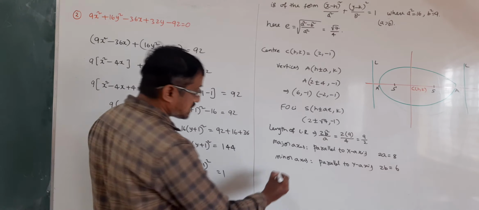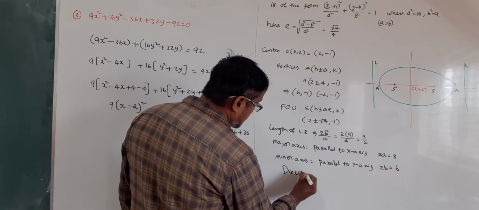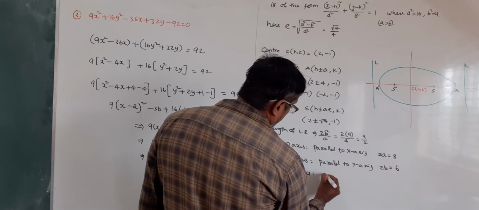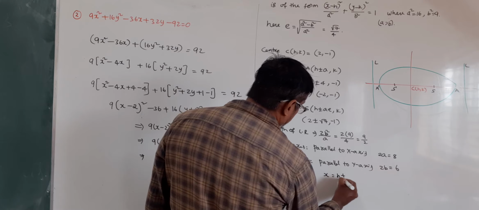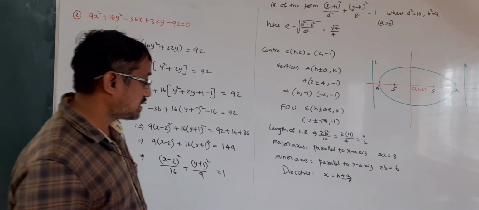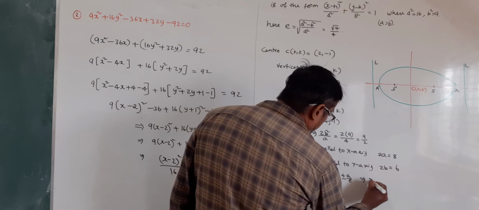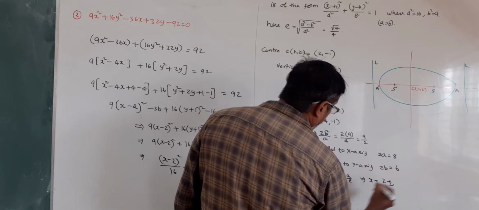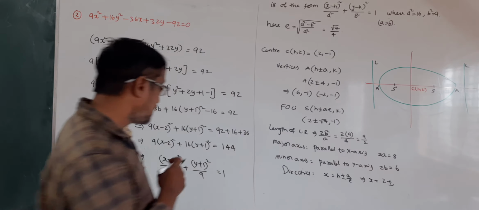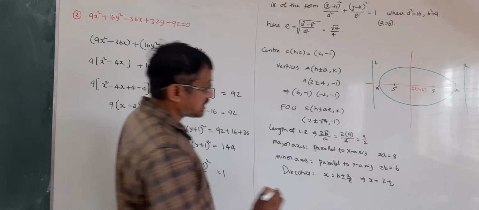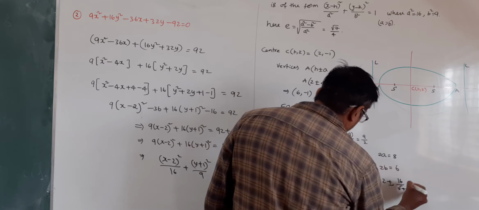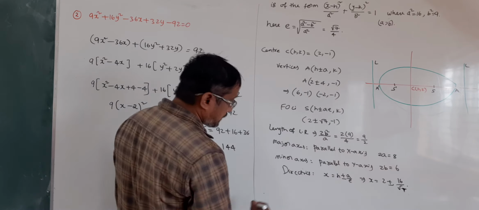Next, directrices. Equation of directrices are x is equal to h plus r minus a by e. So what is a by e? So x is equal to h is 2 plus r minus a by e. A is 4, e is root 7 by 4. So you will get 2 plus r minus 16 by root 7. These are the directrices.